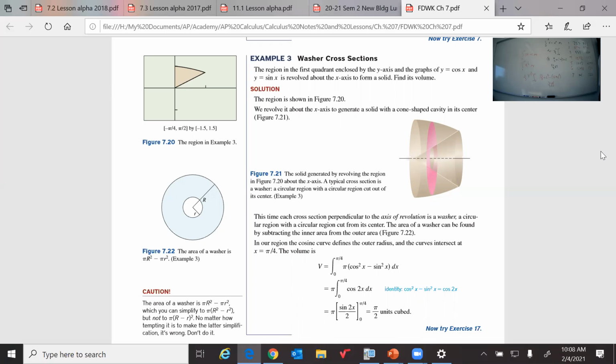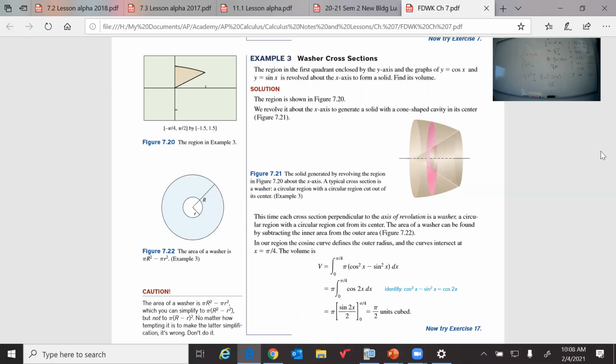Now what? Pi r squared, except when you rotate this, look what you got. You got this picture over here. You have a hole in the graph. That's a washer. The problems we've done so far don't have washers. It was just a disc. So it looks like this, and we want this shaded area inside.